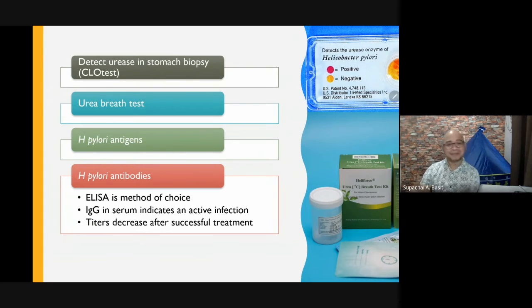And a much simpler way of doing it is Helicobacter pylori antibodies, wherein ELISA is the method of choice, and all we have to do is detect IgG in the serum, which would indicate active infection. If the titer decreases after, for example, antibiotic treatment, it indicates successful therapy.